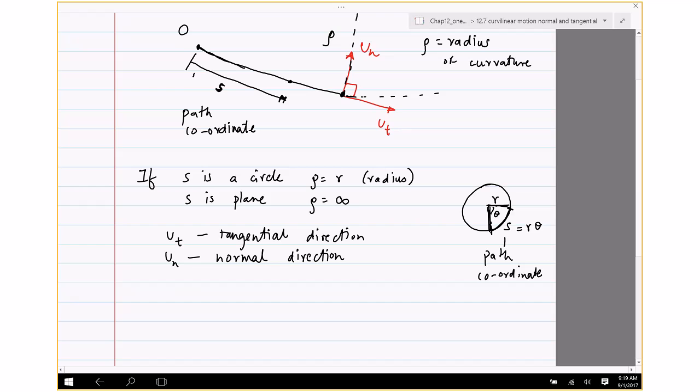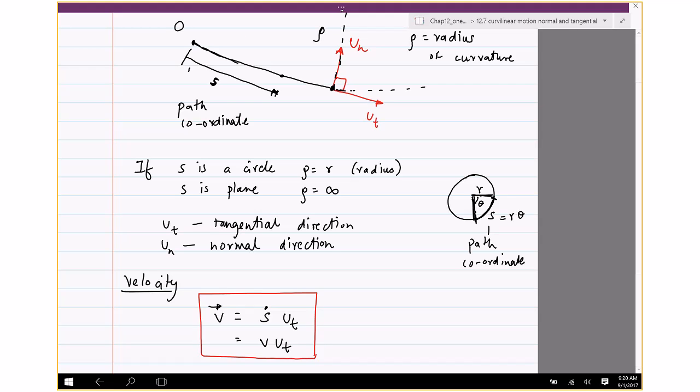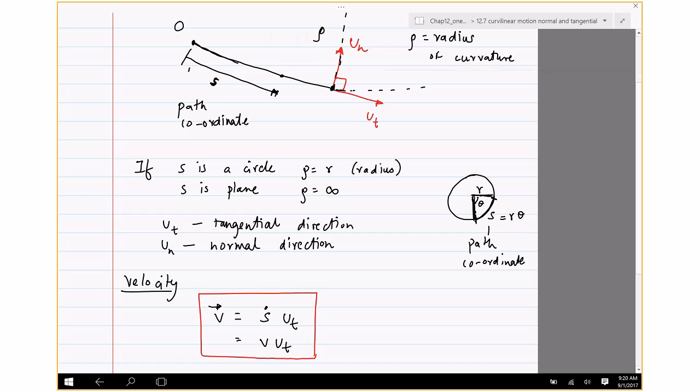Okay, so let's move on to velocity. The velocity is a vector. It is conveniently written as s dot ut. Assuming that s is given to you, in this case for the circle, for example, s is r theta, then you can find velocity by taking the first derivative of s and then multiplying it with ut. I'll write that as v times ut, where v is the magnitude of the velocity. So you can see that it's very convenient to describe the motion of the particle, that is, find the velocity, because it just depends on the tangential direction.